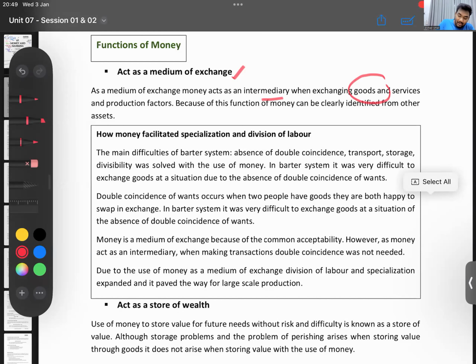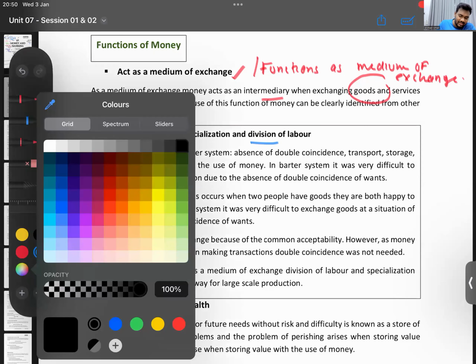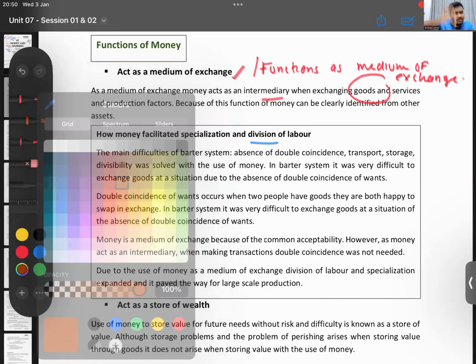Money functions as a medium of exchange. Then guys, how many of you all know this story? How did money facilitate division of labor and specialization? I would have gone through a little bit in unit number 1. How money helped with division of labor and specialization? It's a question that even came up in a past paper. Before money came in, I want all of you to give me an answer. How did trade happen before money?